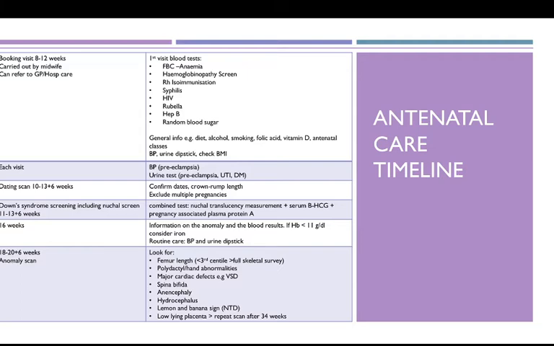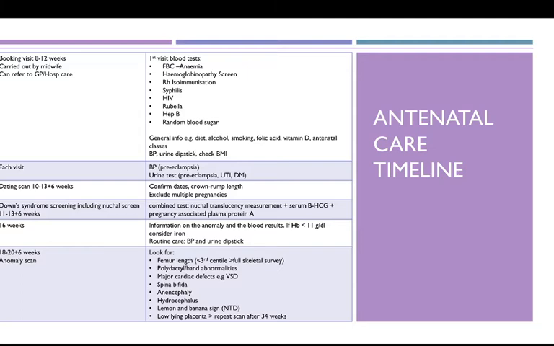So the anomaly scan, the things that it looks for are spina bifida, major cardiac defects such as VSD, any hand abnormalities, femur length. If it's less than the third centile, then you might do a full skeletal survey. You look for hydrocephalus. You look for the lemon and banana sign, which are indicative of a neural tube defect. And you can also see if you have a low-lying placenta.